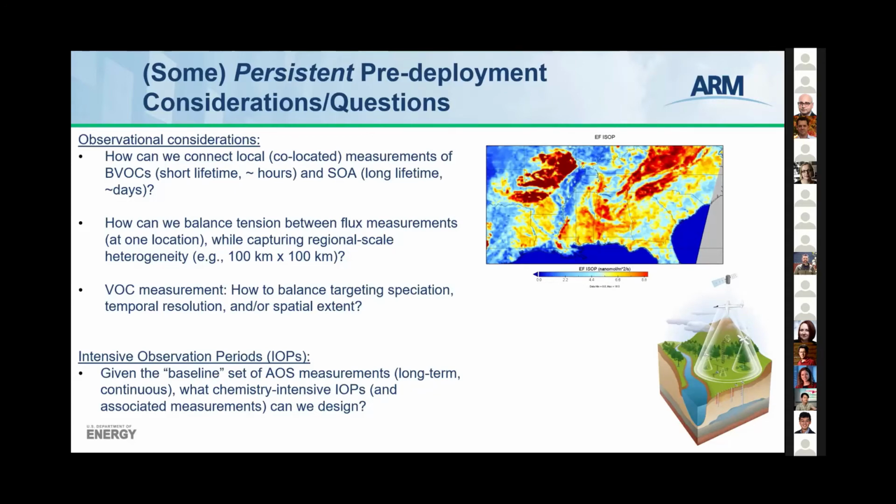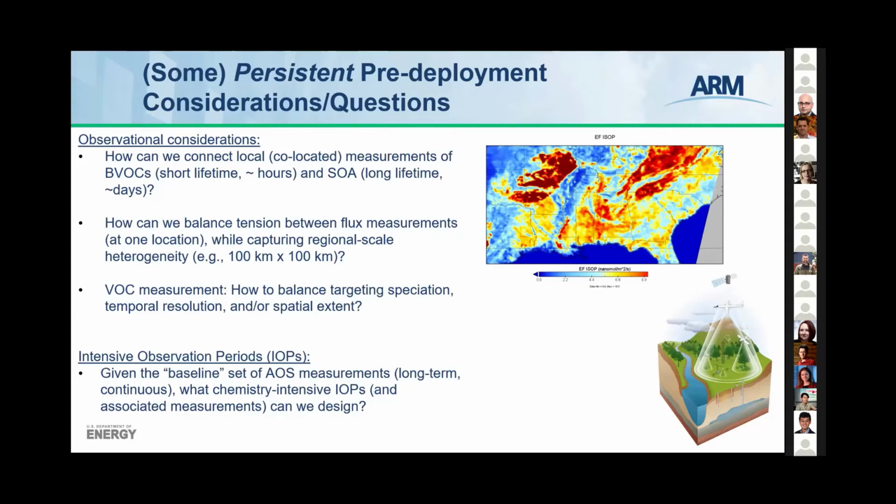And then how can we balance tension between flux measurements at one location, while properly upscaling to capture regional scale heterogeneity within the region? So there's an observational scale mismatch. And in terms of VOCs, as an example, how do we want to balance targeting speciation versus capturing the requisite temporal resolution and/or the spatial extent within the region, given the strong heterogeneity within the Southeast US?